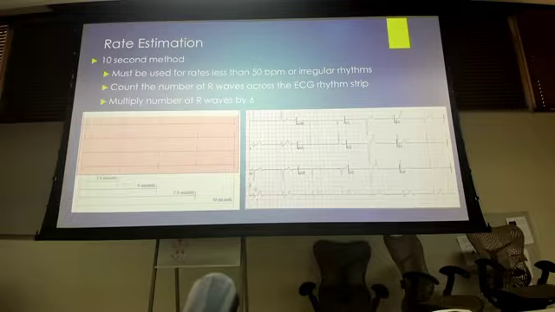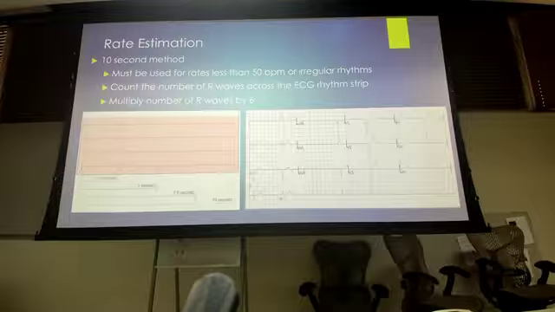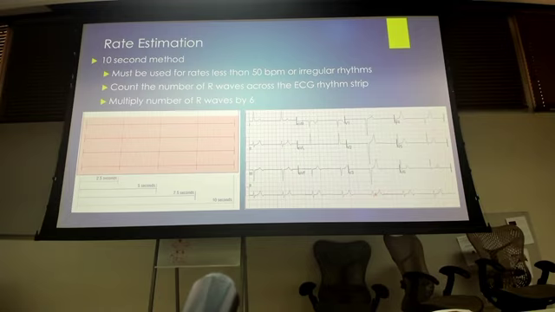But we're counting from the beginning of this 10-second strip all the way to the end, all the R waves in between. A common mistake is people start counting the P waves. We don't count the P waves, we're counting the R waves, R wave, R wave, and we're adding those together or timesing it by 6 and determining what our rate is.